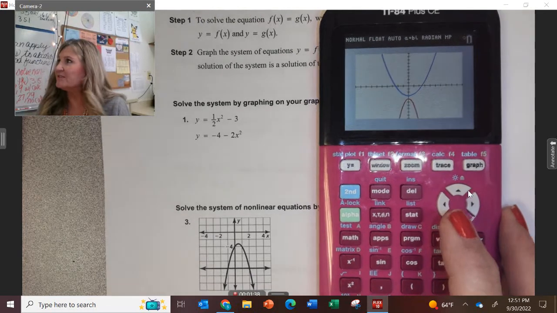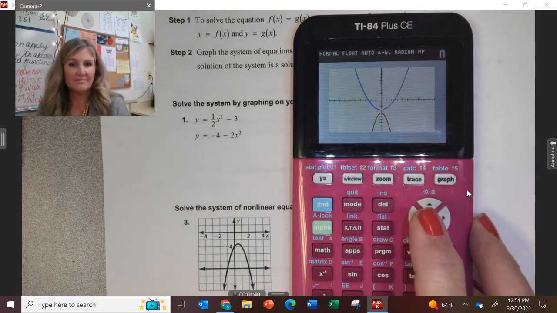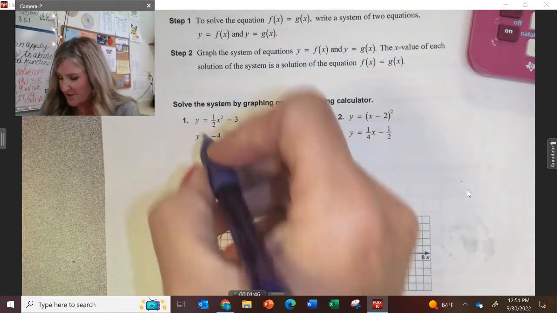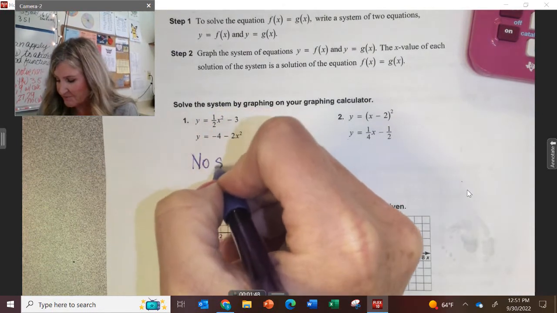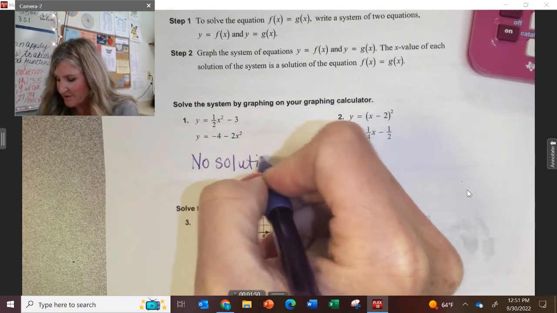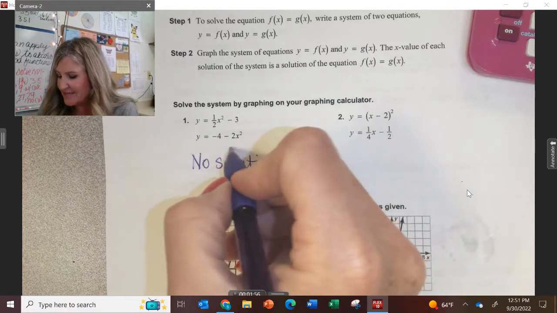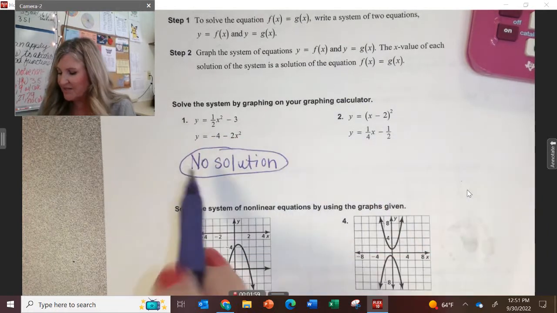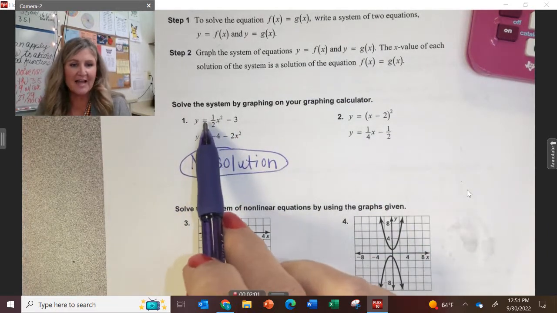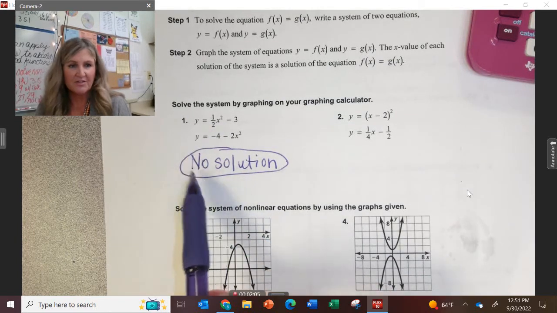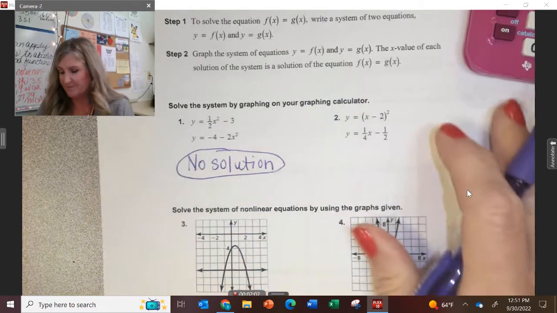What do you think the answer is? Are they ever equal to each other? No. So therefore, this has no solution. Sometimes people say no real solution, but that's not even correct. This has no solution because we're talking about where these have a common xy coordinate, and they never do. So you need to write no solution.